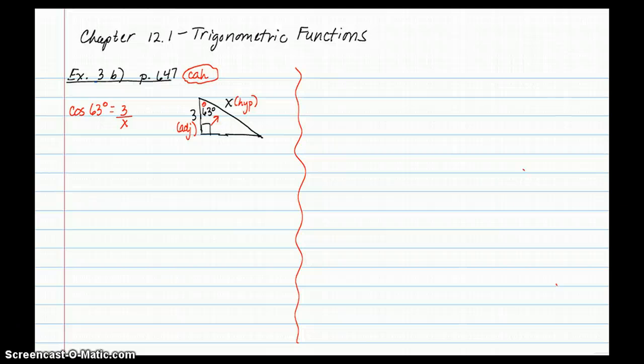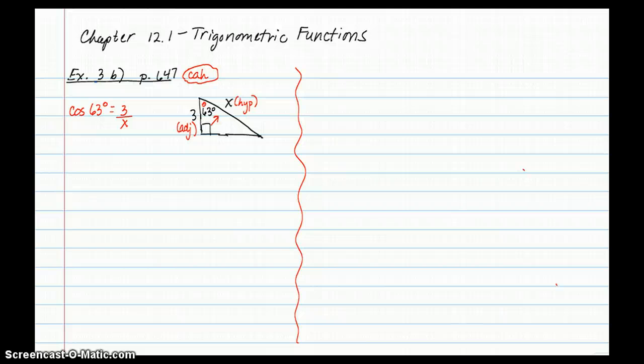Okay, you can see you have a hypotenuse. x is directly across from the right angle. You can also see that directly across from theta, 63 degrees, is the opposite, but there's nothing there. So that means that 3 has to be the adjacent. So you're going to use cosine equals adjacent over hypotenuse. So cosine 63 degrees equals 3 over x.